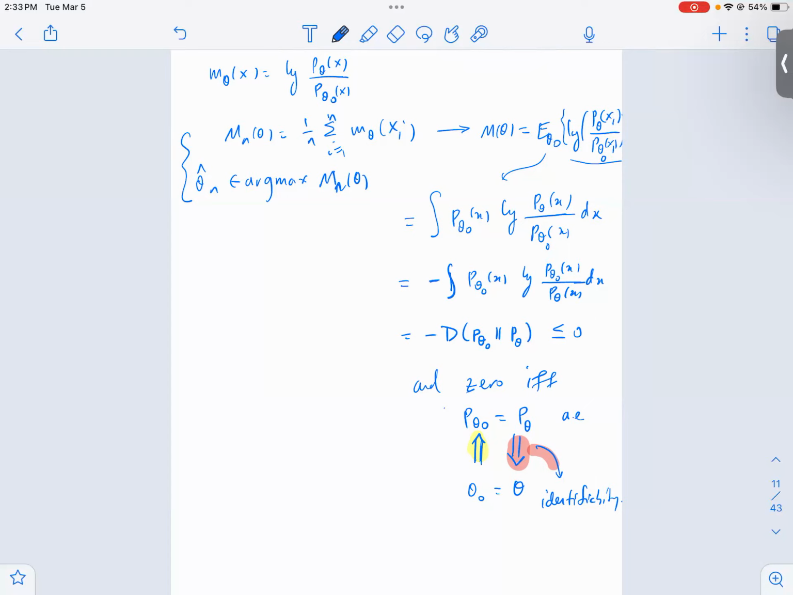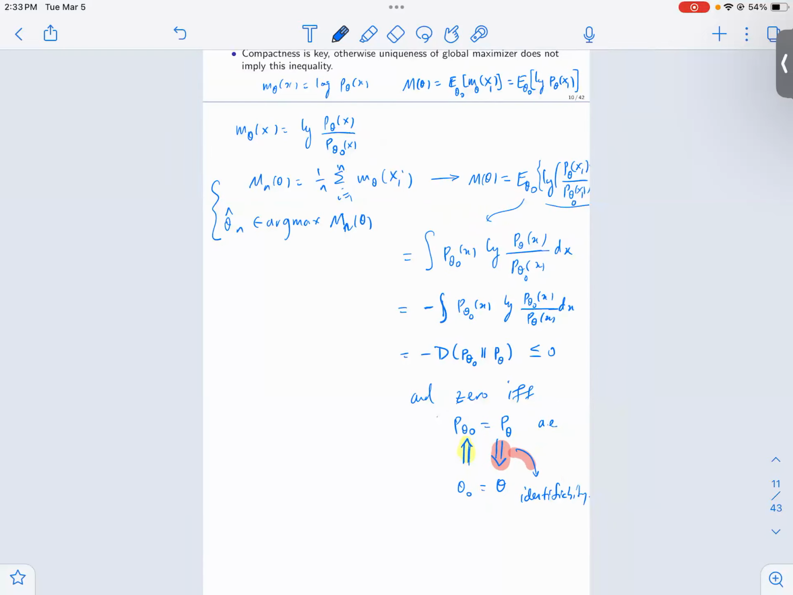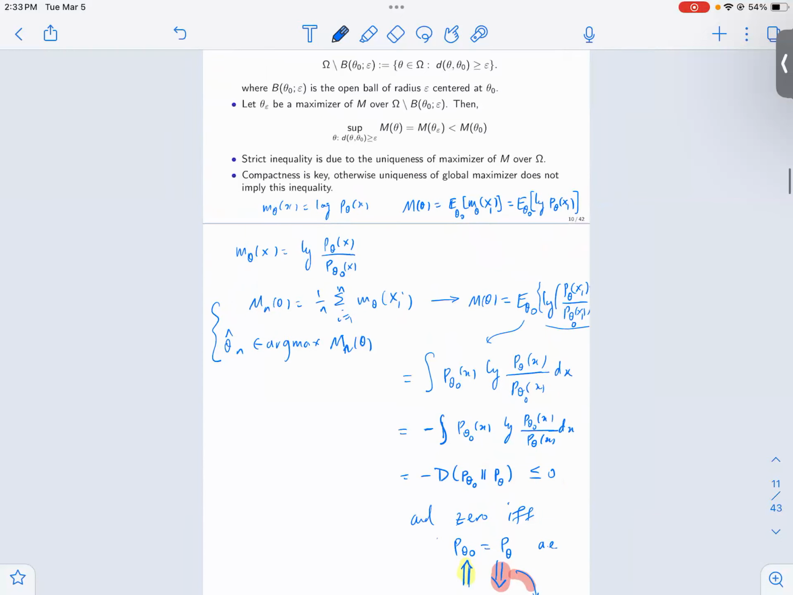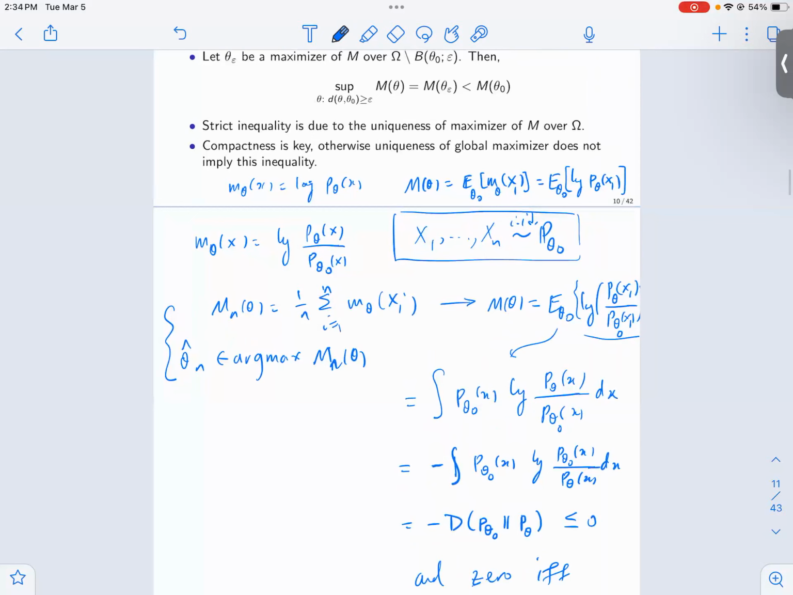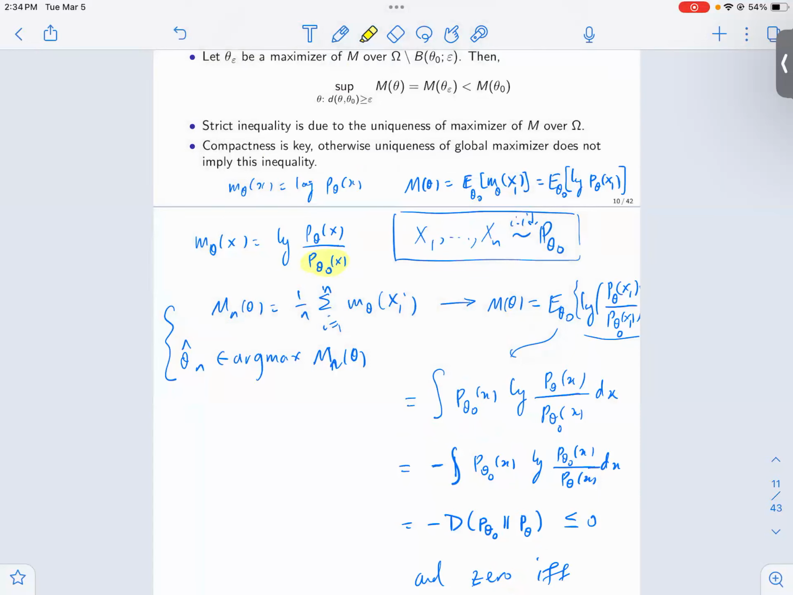Questions? Yes. Where did you first introduce theta naught? So the theta naught, the idea is that we are working under this model. Okay, so this is the working model, the IID, right? And then I just introduced it here into the definition of M theta for theoretical purposes.